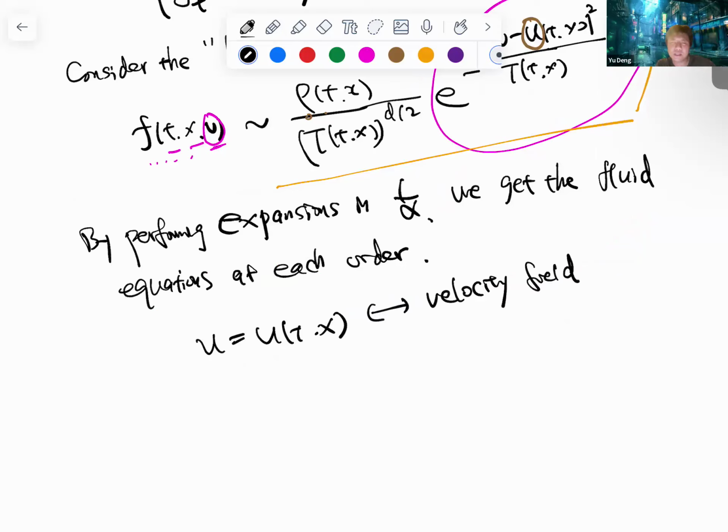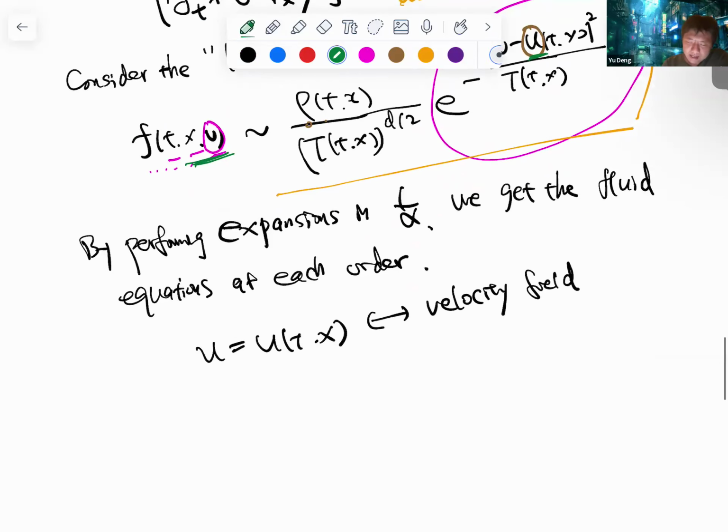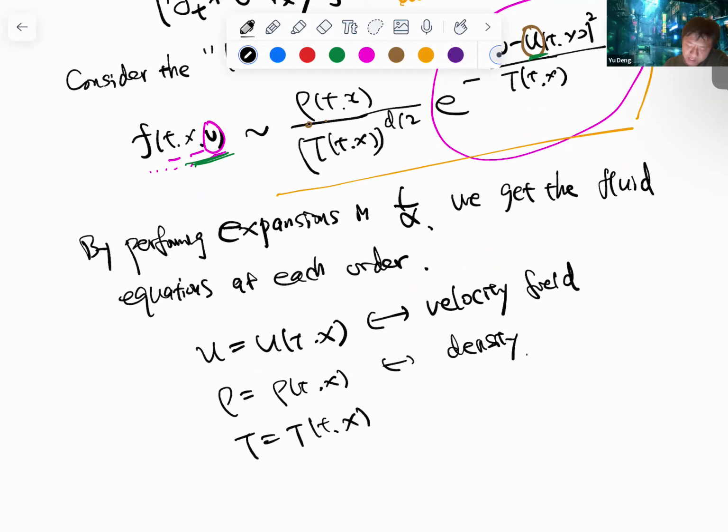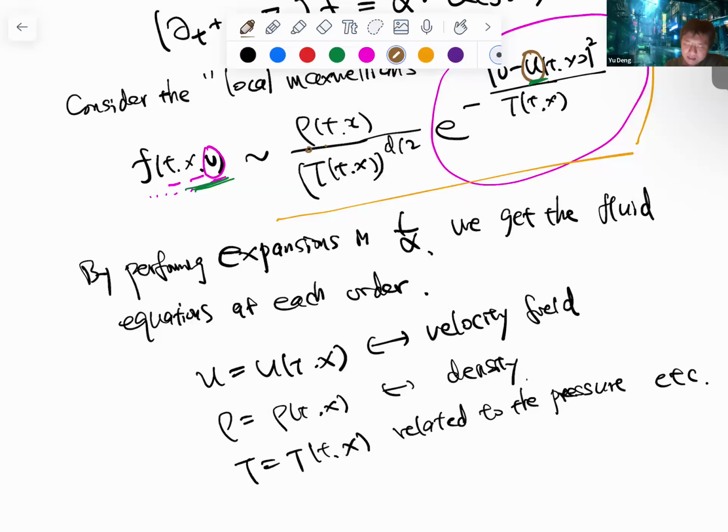So this is how you actually get this continuum velocity field, by starting with the Boltzmann equation and looking at the center of the velocity distribution as a Gaussian distribution. And then rho equals rho(t,x) corresponds to density. And then T(t,x) is related to the pressure. I'm not going into too much detail because it's not our main topic, but just know that there is a way of deriving these fluid equations starting from the Boltzmann equation.